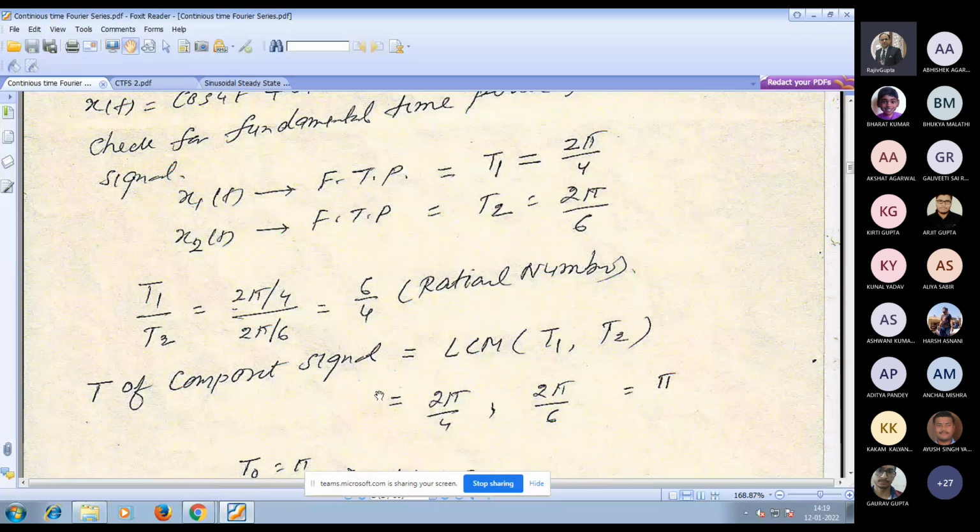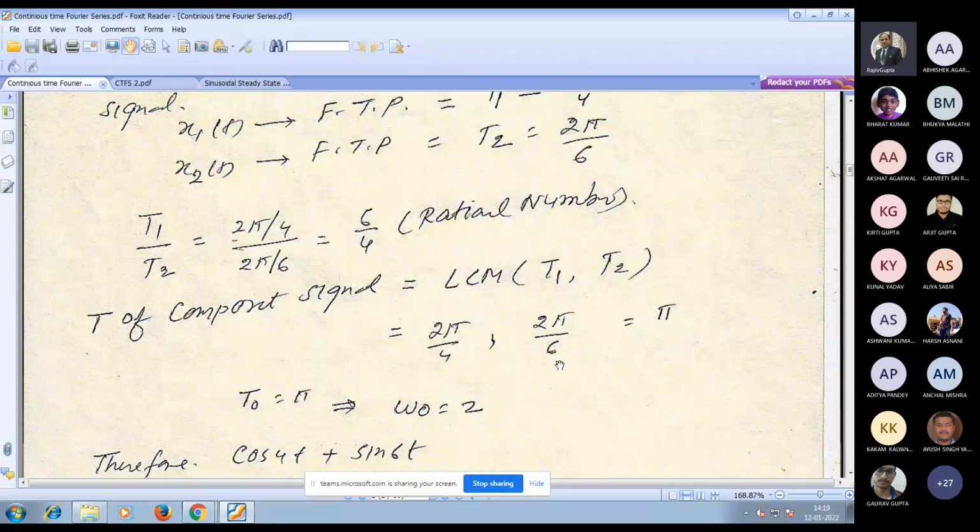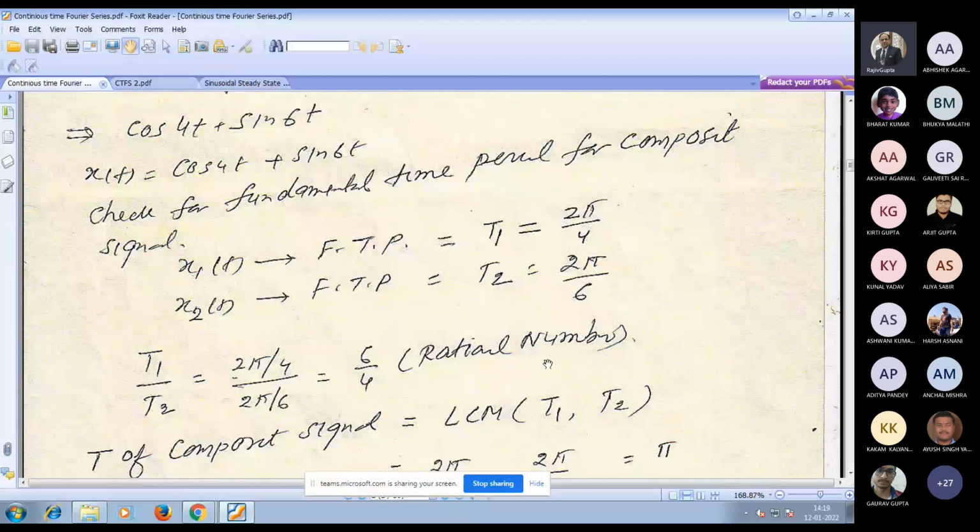Pi. When the time period of the overall signal is coming out to be pi, what should omega naught be? Omega naught will be 2. Now can you find the Fourier series coefficients for this? Everyone try it: for cos 4t plus sin 6t, if omega naught is 2, what are the Fourier series coefficients?